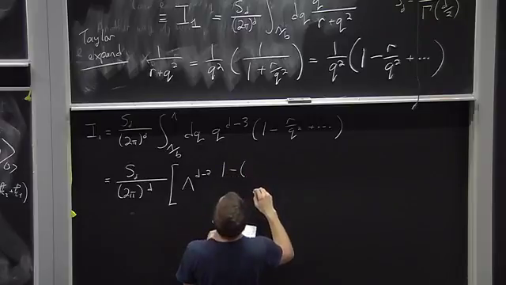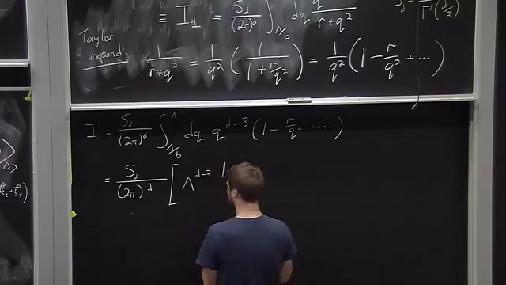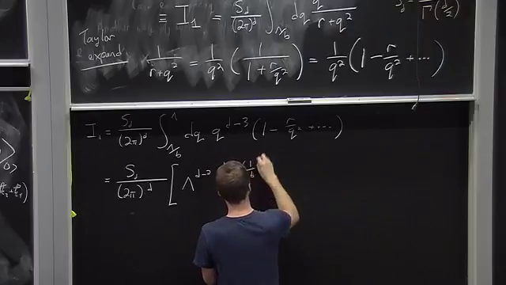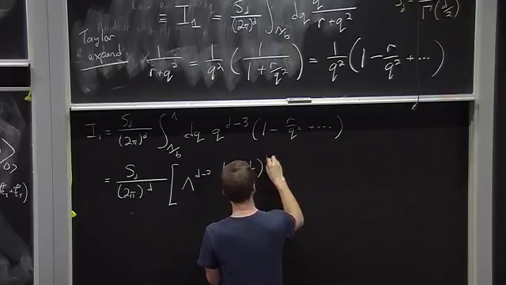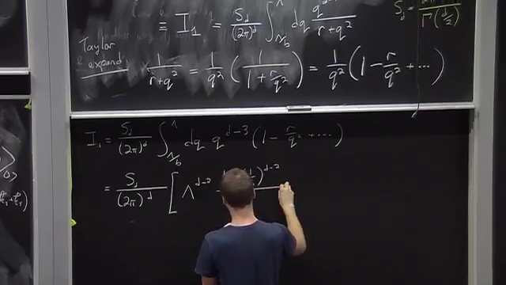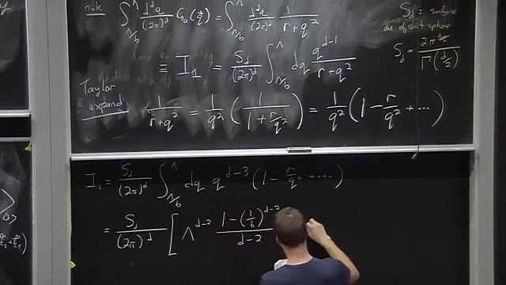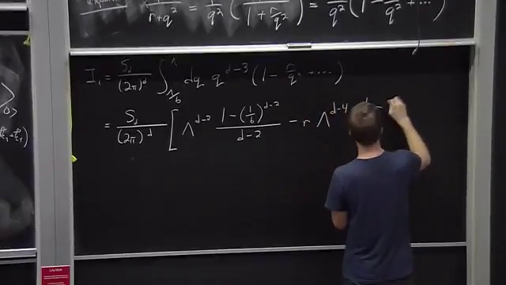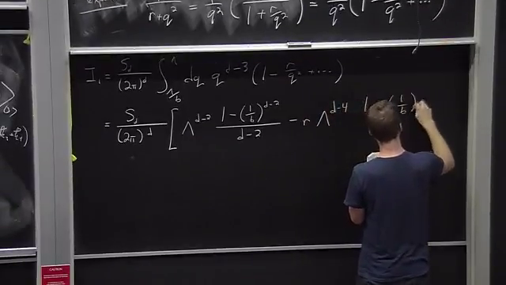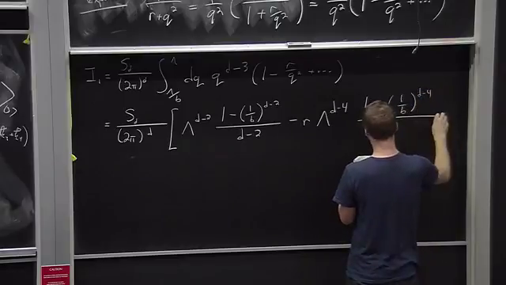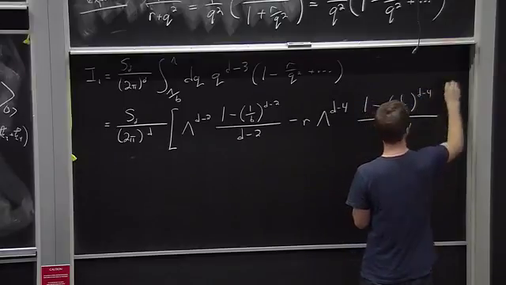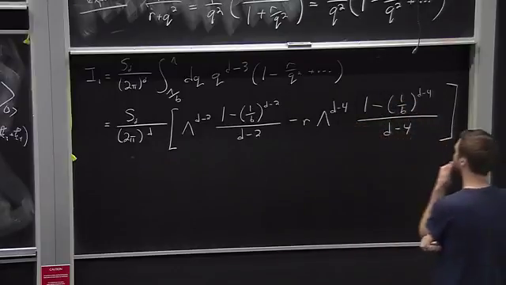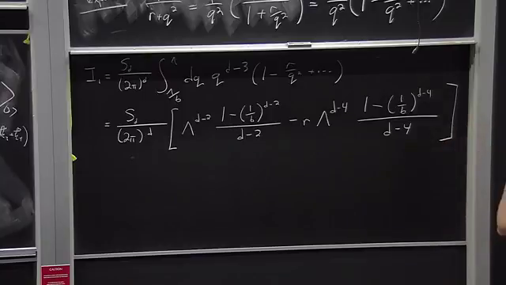Can pull out that factor of the cutoff, lambda. So d minus 2 here. D minus 4 here. 1 minus 1 over b. Okay. Looking good.